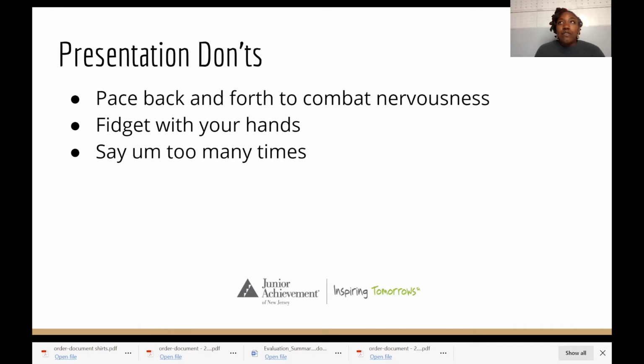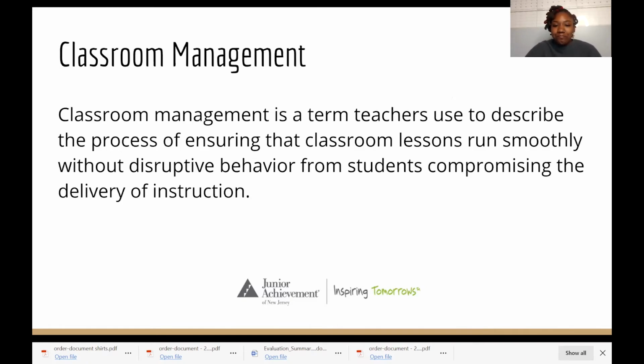You also don't want to say "um" or "like" too many times. Sometimes that happens when we're really nervous. So it's important to pay attention to your words and be very cognizant of how much we're talking. We don't need filler. So if you don't have much to say, don't try to prolong it because then it becomes an "um" fest.